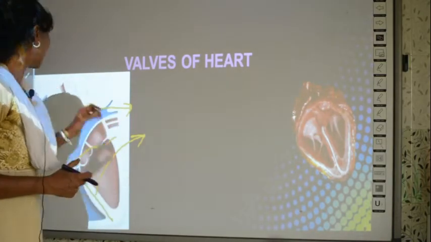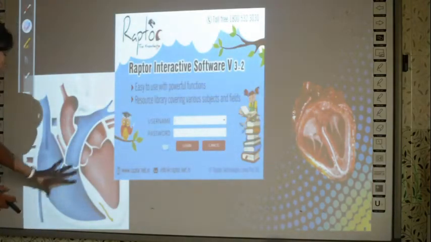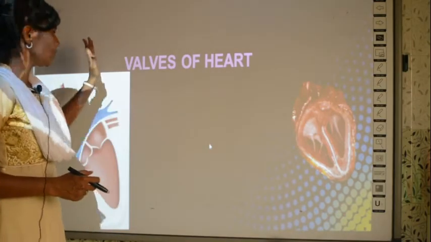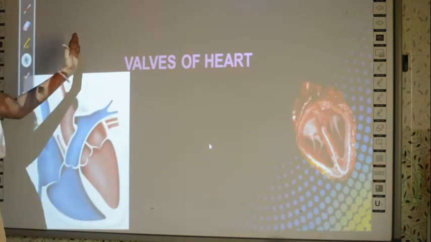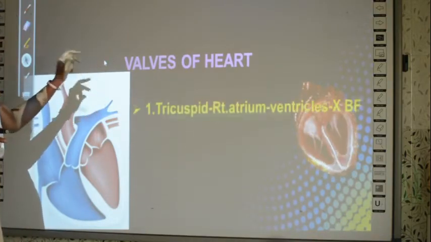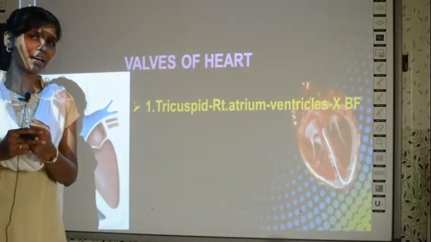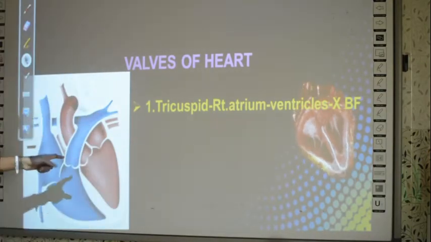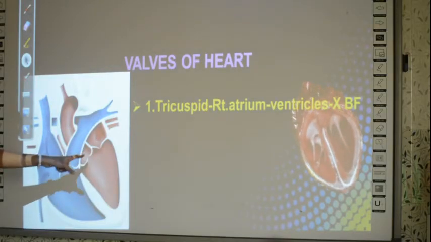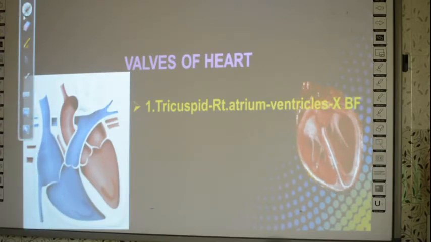Then we will study about the valves of the heart. You have 4 chambers, right? Similarly, the valves are also 4 in number. What are those 4? The first one is called the tricuspid valve. What is a valve? A valve means a very small skin. See here, this is a valve, this is a valve, this is a valve, and this is a valve. I'll label and show you.